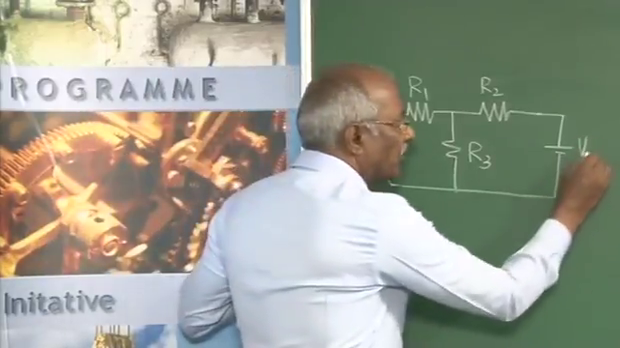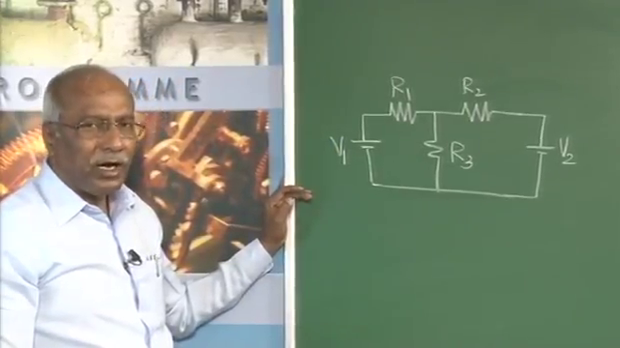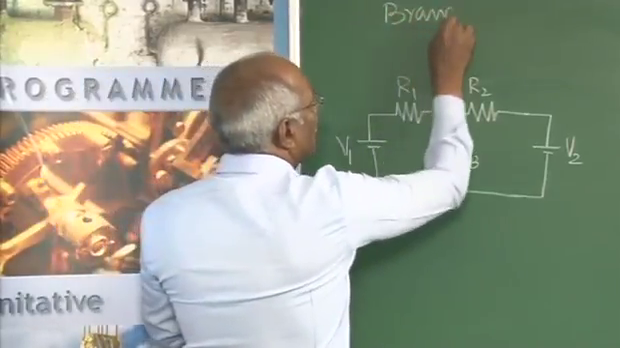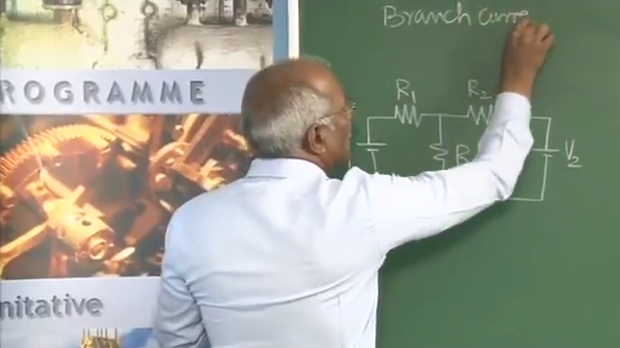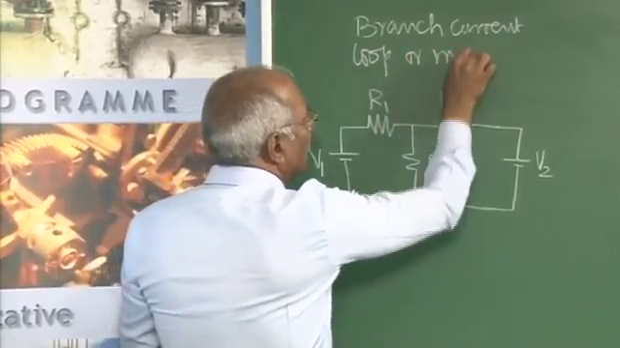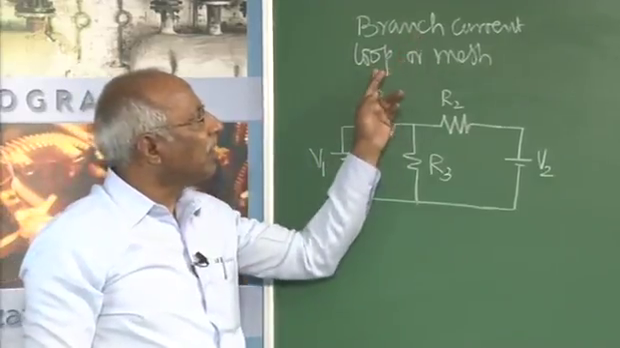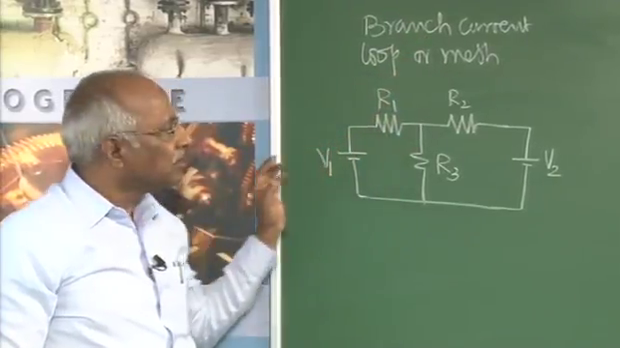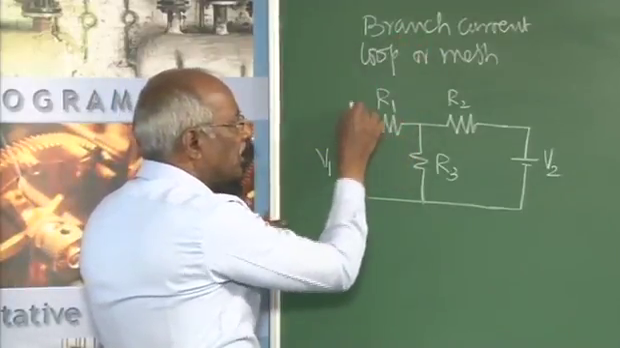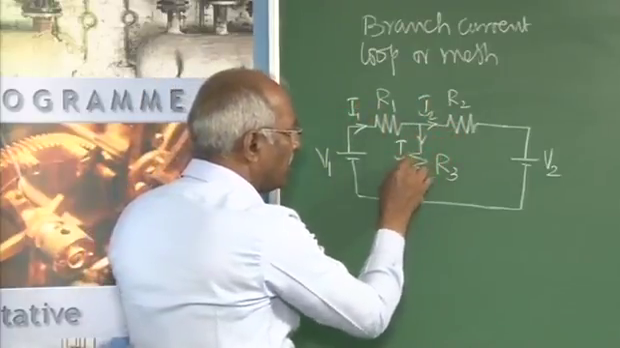Therefore, we have to think of some other method, and that can be what's called the branch current method or the loop or mesh current method. One is the branch current method, the other one is loop. Loop is also called mesh. Branch current method or loop or mesh analysis. In case of branch current methods, you consider I1 here, I2 here and I3 here. Current in each branch is considered.